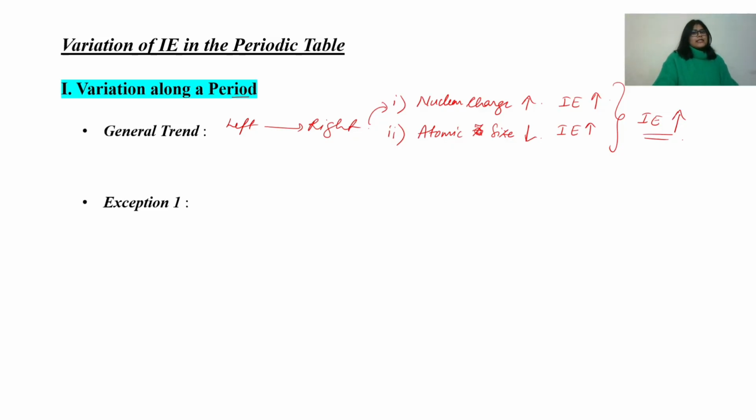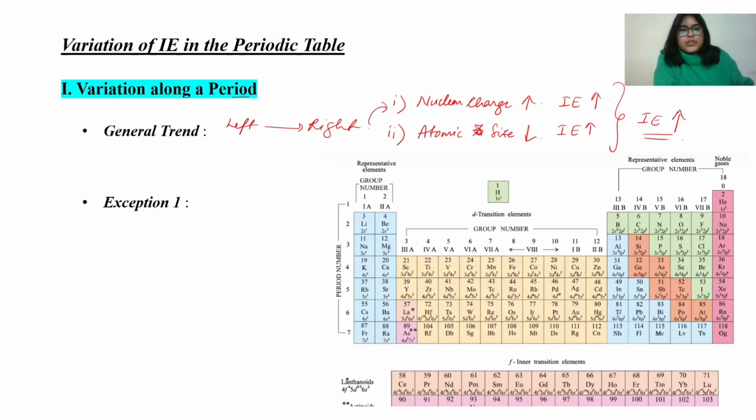Now we will see the exceptions in case of period. So the exception number one, we will take second period. Within second period we'll see the first exception. Ideally, if we have to follow the general trend, in case of second period, the order of ionization enthalpy should be lithium less than beryllium, less than boron, less than carbon, less than nitrogen, less than oxygen, and neon, right? This would be the pattern. But where is the exception? The first exception is beryllium and boron. That is the exception number one.